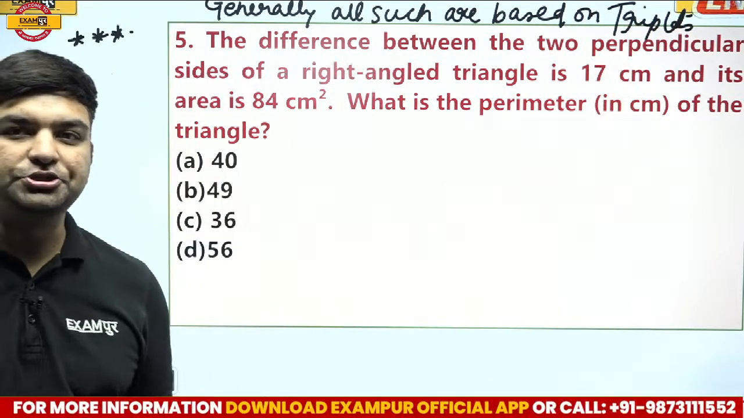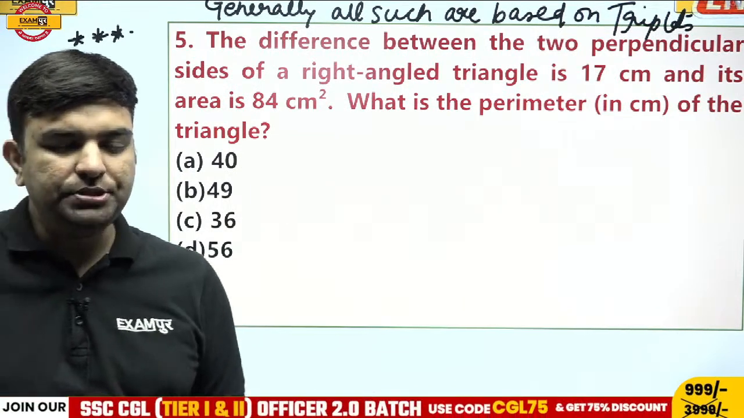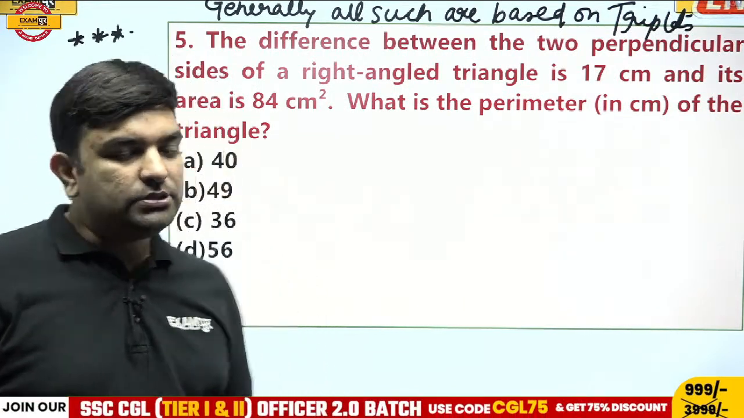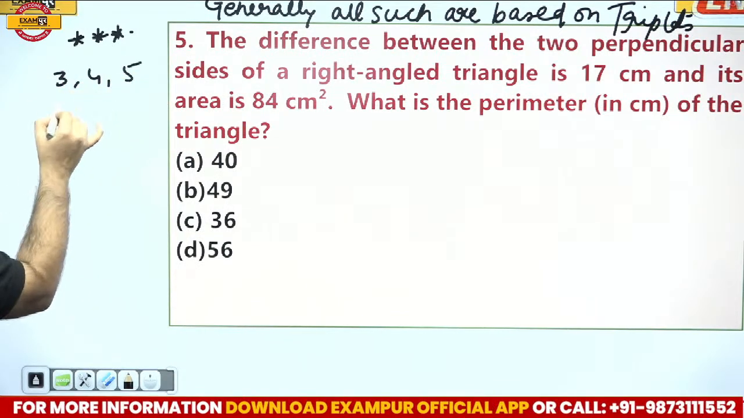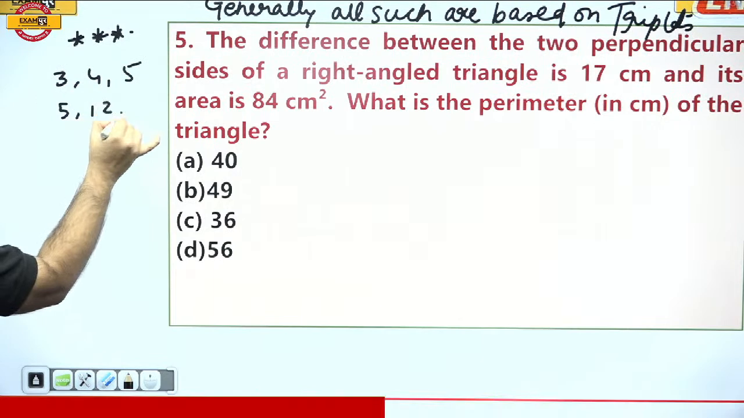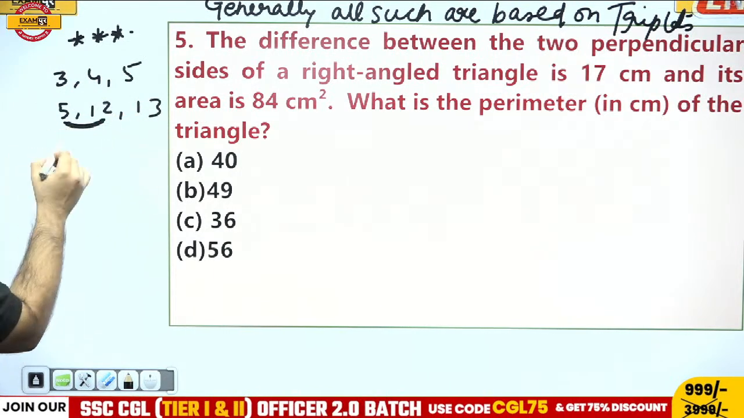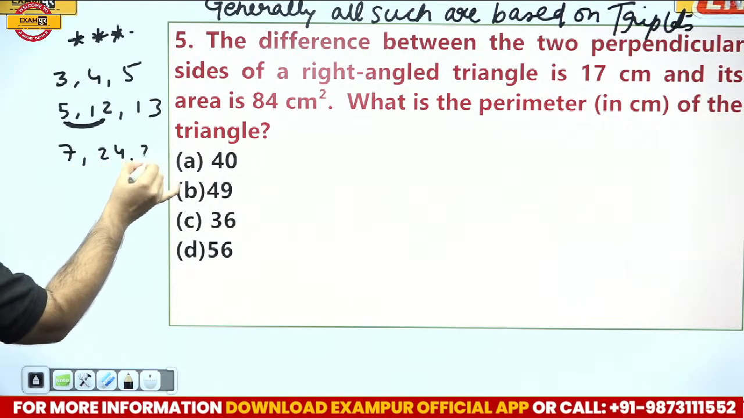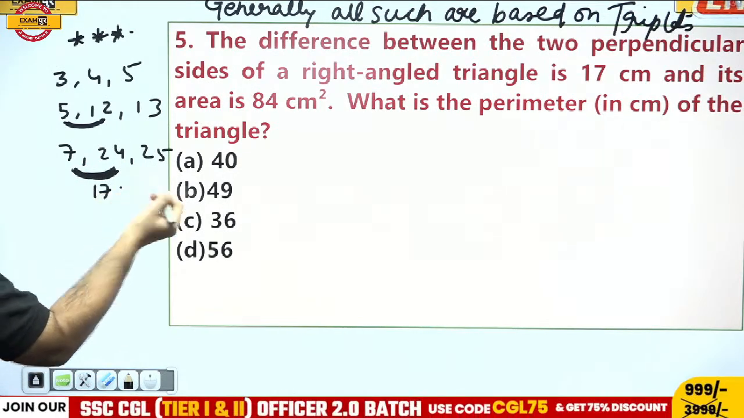Generally, all such questions are based on triplets. So, please do write the triplets fast. 3, 4, 5, definitely not. 4, there is no. 5, 12, 13. The difference between the perpendicular sides is 7. 7, 24, 25. The difference between the perpendicular sides is 17.